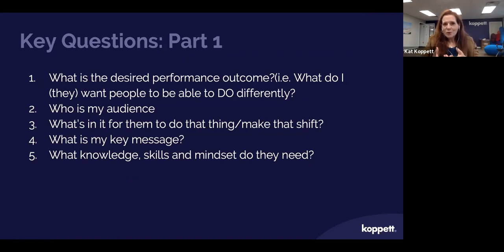And then, and only then, when you know all of that, can you really come up with the stuff of the workshop. What is the knowledge and skill and mindsets that these particular people need in this moment, which becomes the agenda or the flow of the workshop?